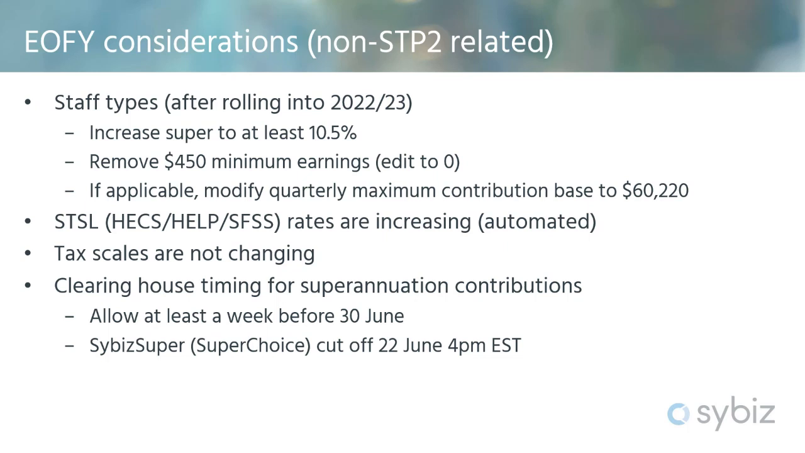And just a couple of notes regarding the superannuation contributions. If you want to get contributions paid and into people's accounts prior to the 30th of June, and you are using Sybiz Super through Super Choice, the cutoff is the 22nd of June, 4 p.m. Melbourne, Sydney and Brisbane time. So just keep that in mind if you want those contributions to hit the accounts by the end of the financial year.